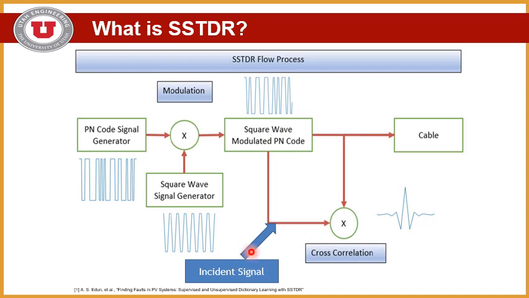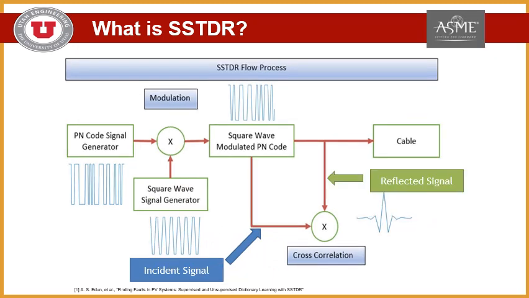before launching our signal, though, we need to record a copy of our incident signal. Then in the next step, after launching the SSTDR signal, we record a copy of our reflected signal, so we can cross-correlate the two of them together. And there is an important point here. Because the PN code can be made small enough to be below the noise margin of the system under test, yet it can be pulled out through this correlation.